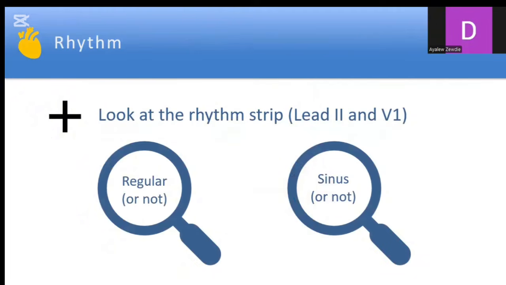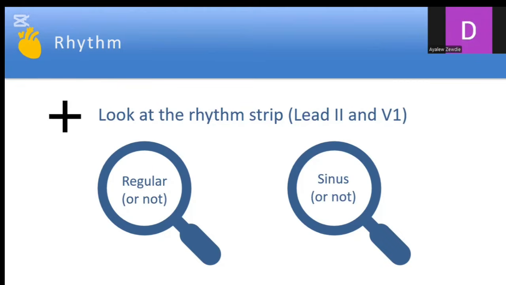So when you say rhythm, look at the rhythm strip, the first one, whether it's on the monitor or the ECG paper. You check the full length. You look for, is it sinus or not? To say sinus, there should be a P wave, and the P wave should be followed by the QRS, and the QRS should be preceded by a P wave. And it should be regular.